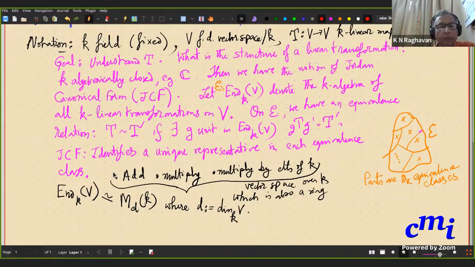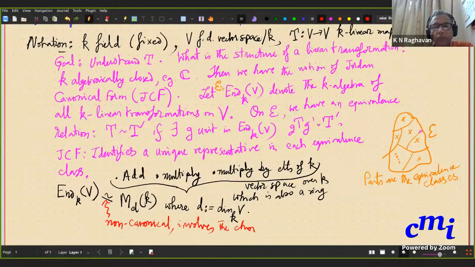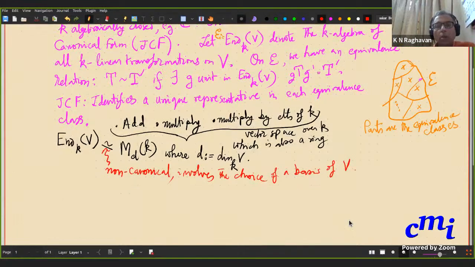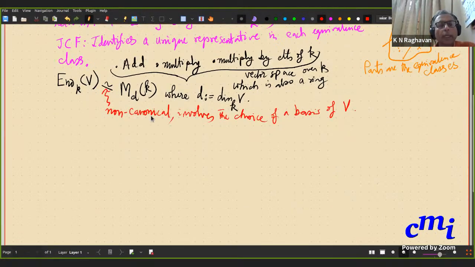So let me put that in red. This is non-canonical in the sense that it is not God-given. It involves a choice, the choice of a basis. Okay, so now here's where the thing comes in. If you do choose different bases, you get different matrices. This is the set of d cross d matrices, right? So you get different matrices.